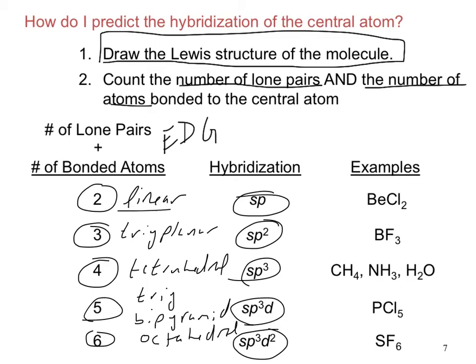So not all linear molecules are going to be sp hybrids. For example, in trigonal bipyramidal, if you had 2 atoms and 3 lone pairs, that was also a linear molecule. In that case, the hybridization of the central atom would be sp3d. So you have to be able to get your electron domain geometry. That is absolutely key. From your EDG, you'll be able to tell the hybridization.